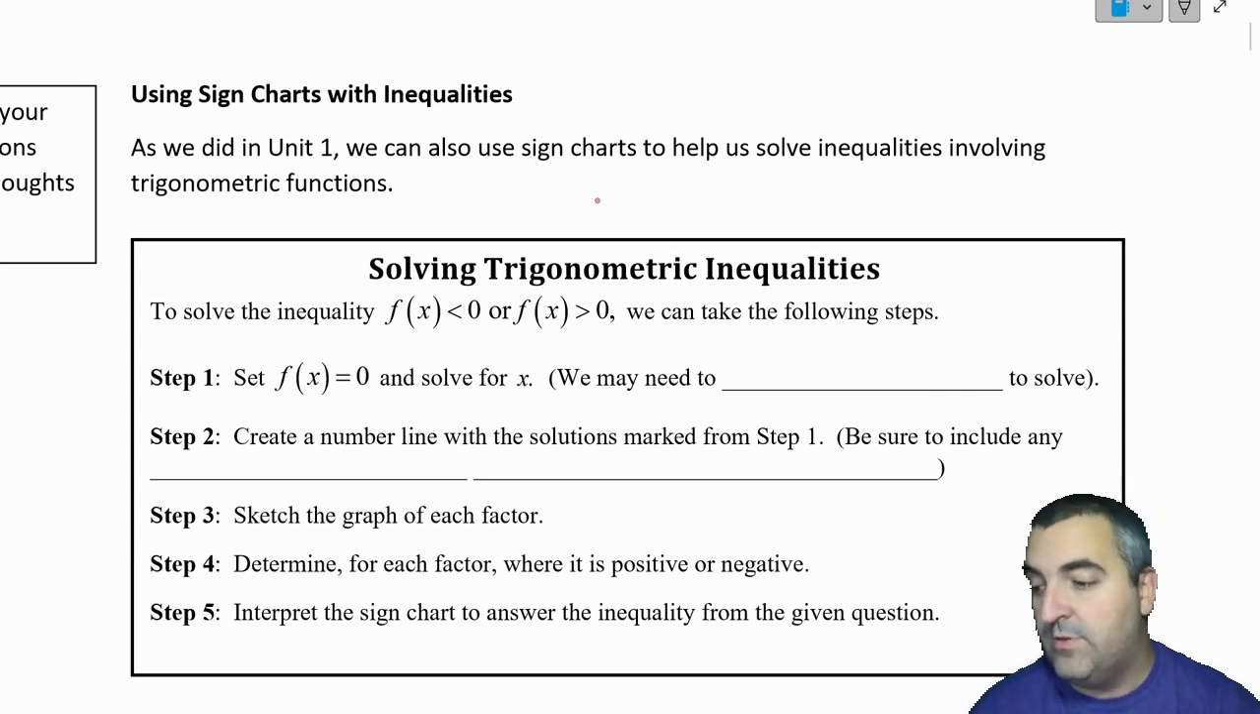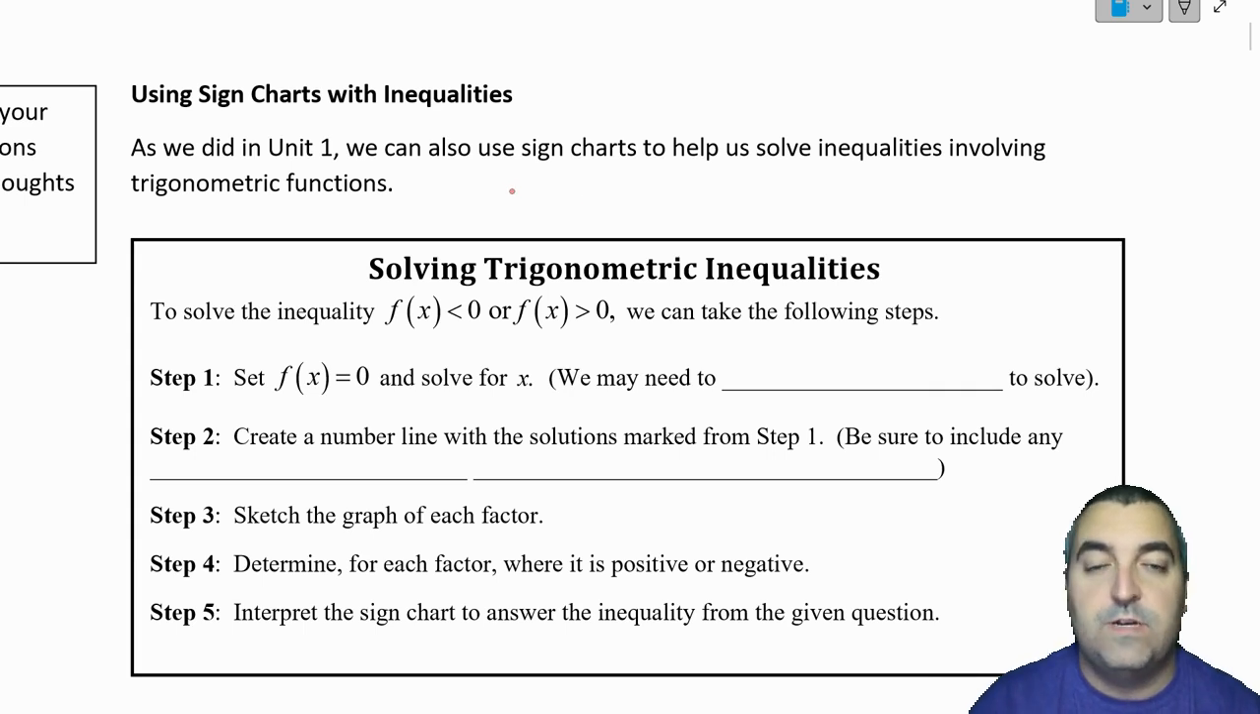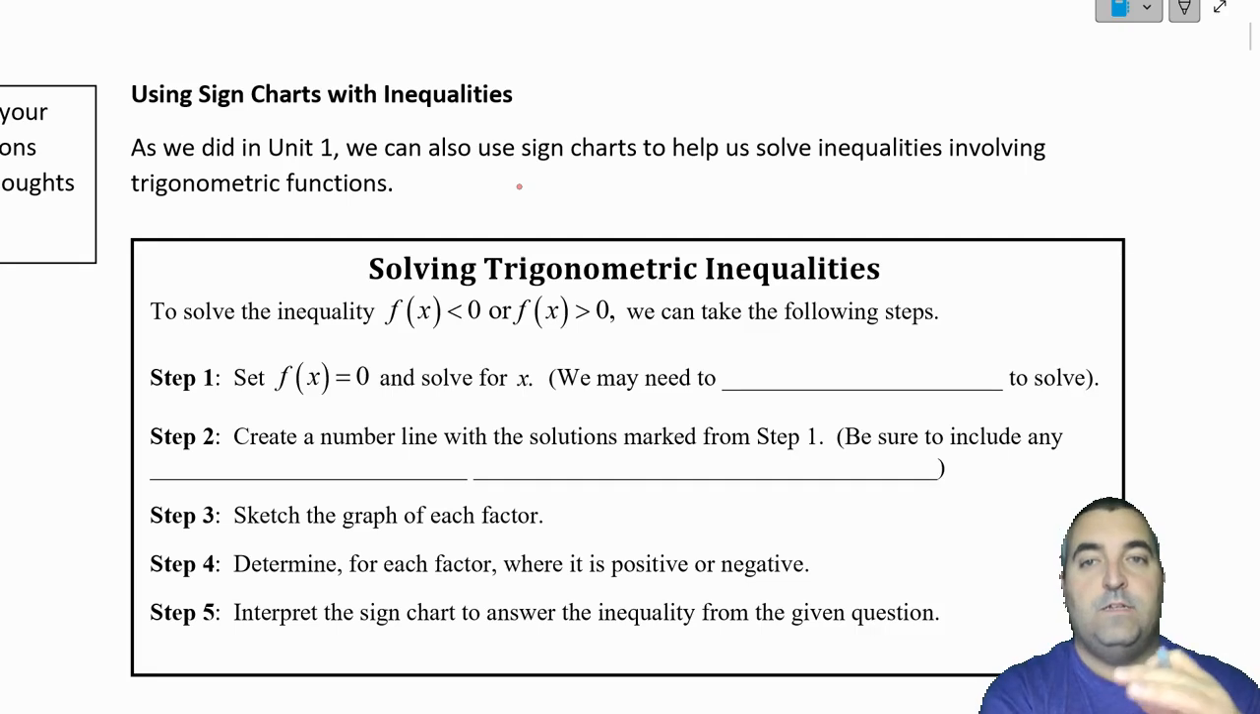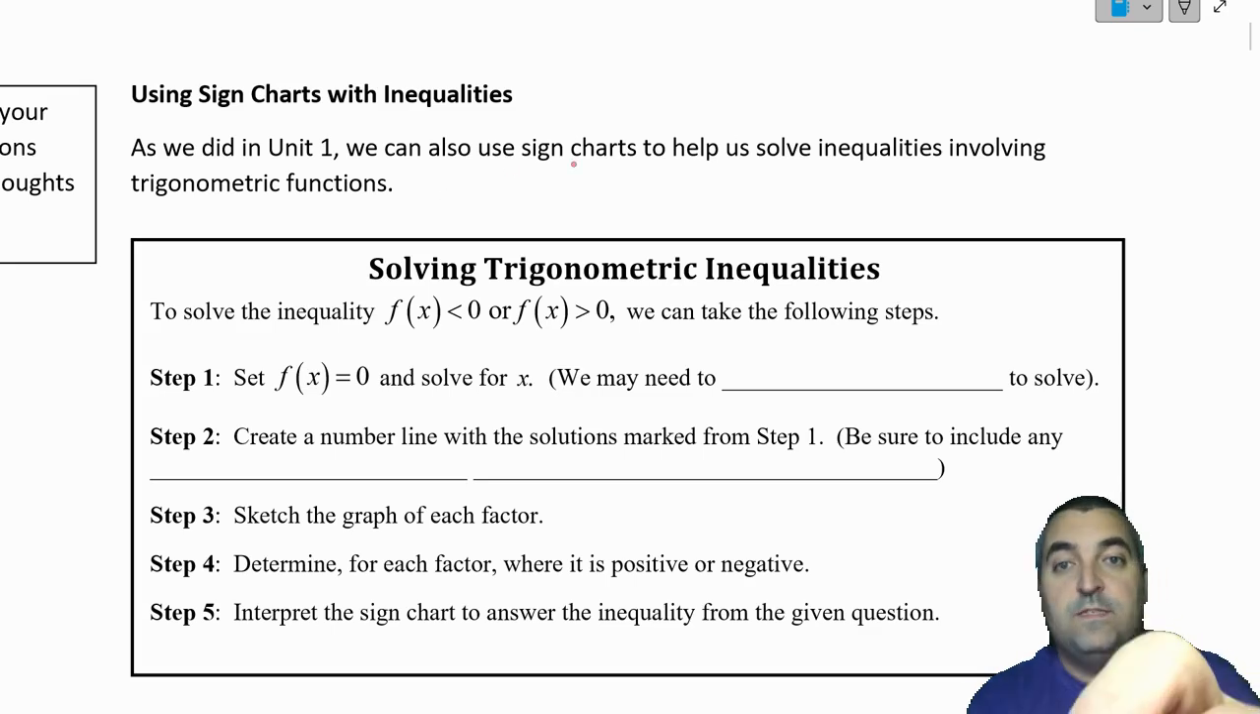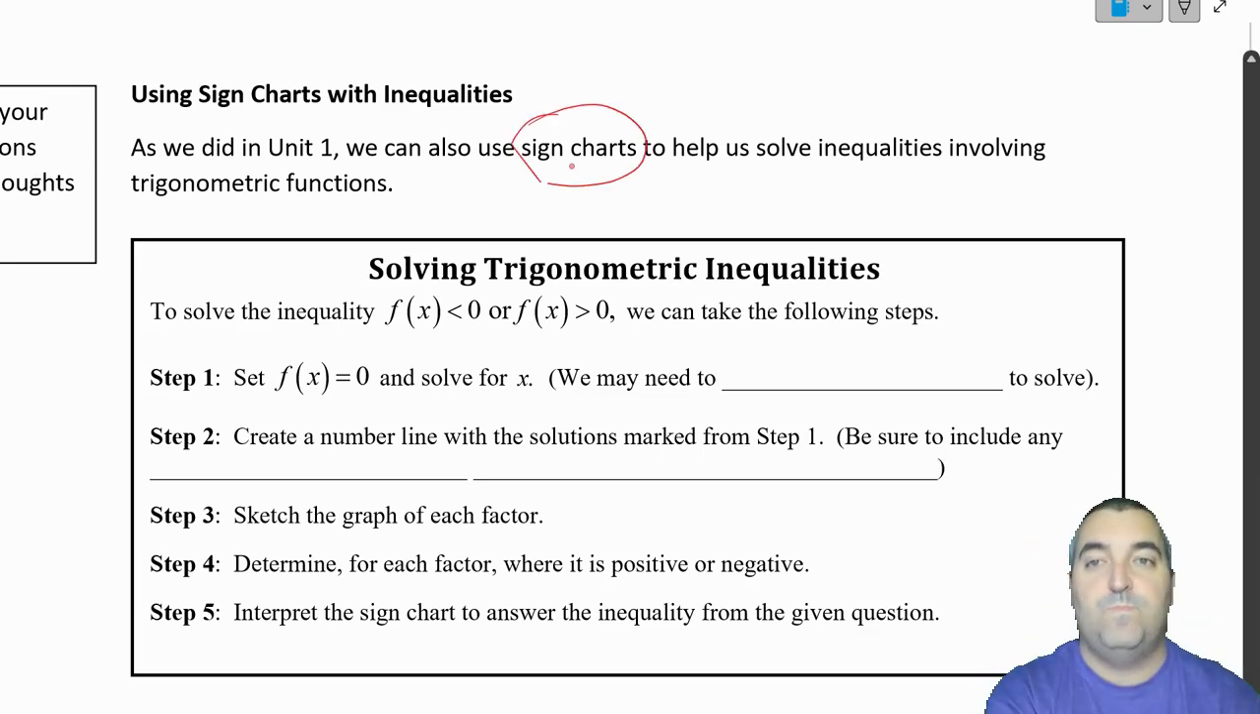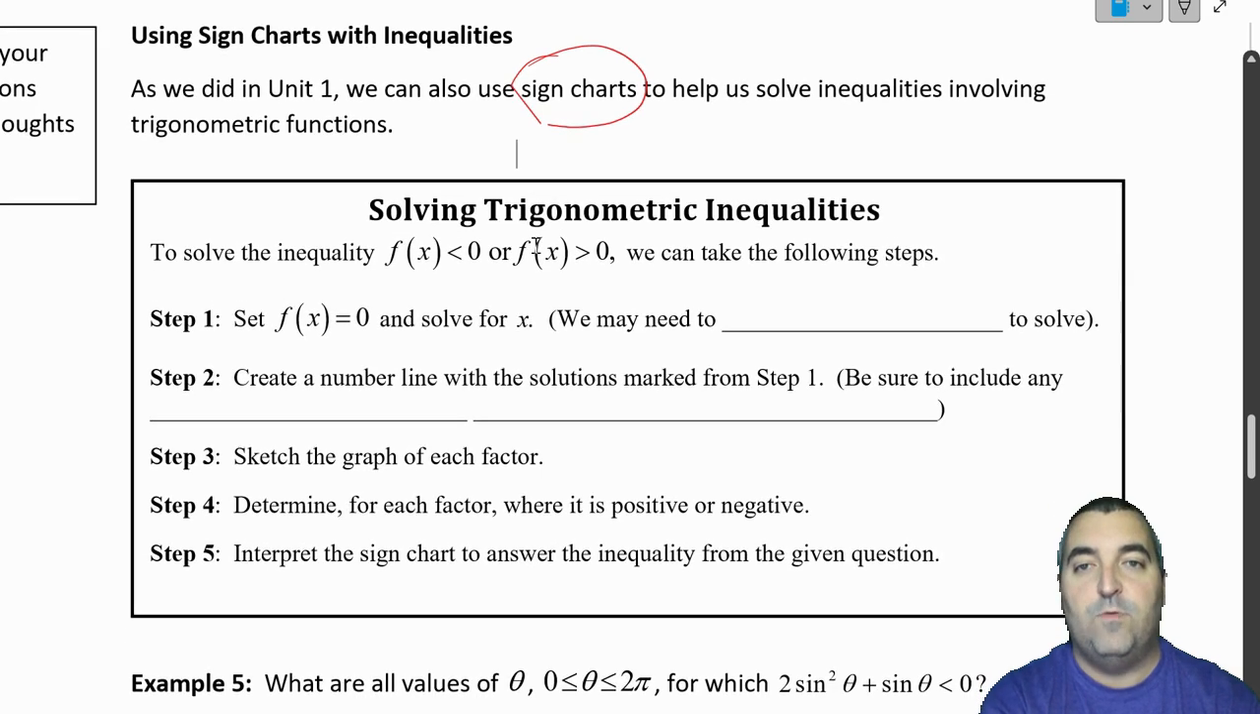And today we are continuing with 3.10, solving trig inequality specifically. So the last video, we looked at more of a graphic approach to it, but we can also use our old friend, the sign chart, just like we did in Unit 1 way back when.